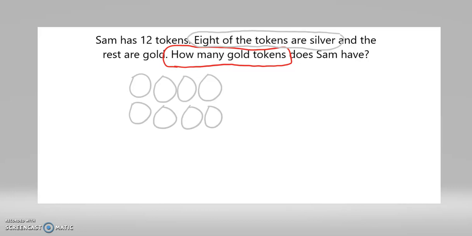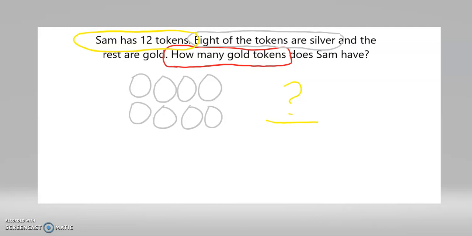All right, cool. We also know, though, that Sam has 12 tokens altogether. So 8 of them are silver, the rest are gold. So we have some mystery amount. I'm going to put a little line here with a question mark. This is where I would have drawn our gold tokens if we knew how many we had, but we don't. So I'm going to put it into gold. I don't know how many we have.